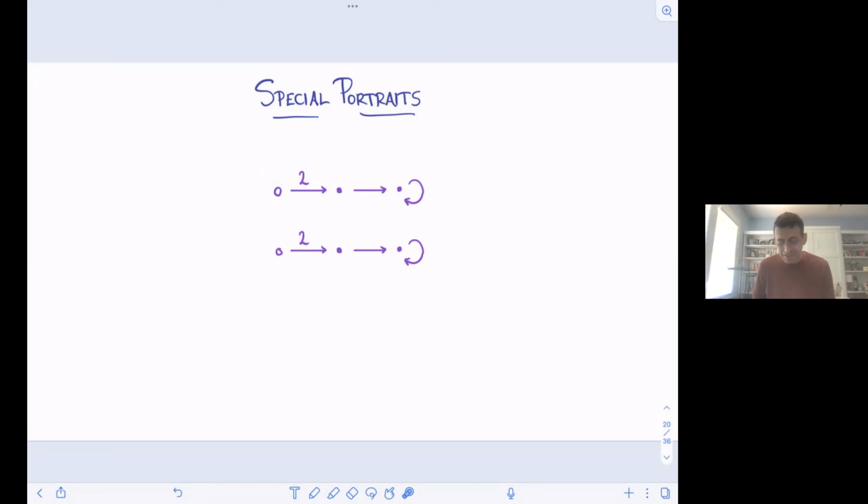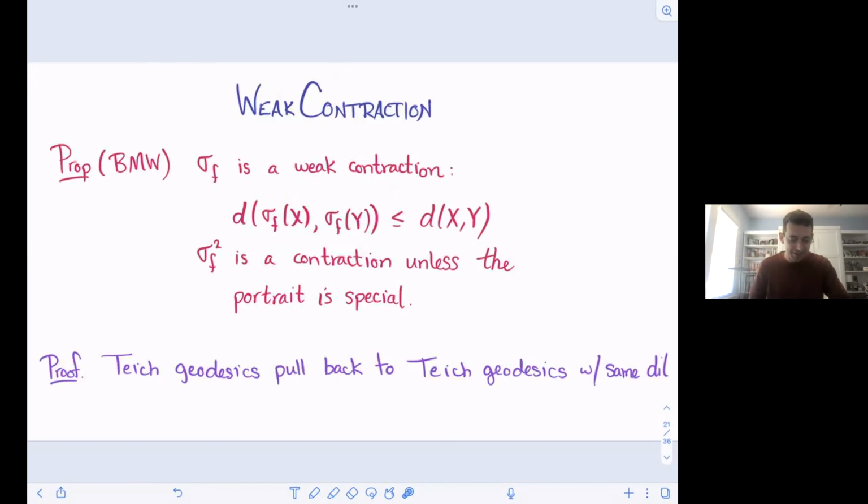Okay. So the point is there's just one very special portrait. So here's our proposition. The pullback map is a weak contraction, which means it makes distances not get bigger. The distance between sigma f x and sigma f y is less than or equal to the distance from x to y. And the square is a contraction, meaning points actually get closer, unless it's that one portrait. In the case of that one portrait, distances don't go down.